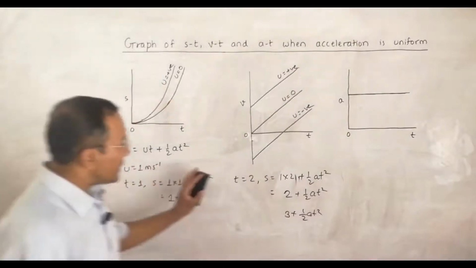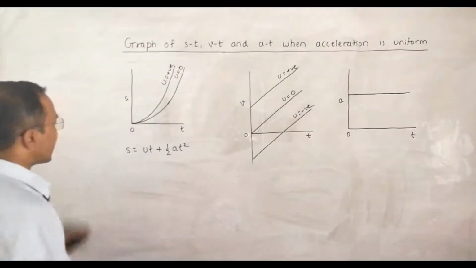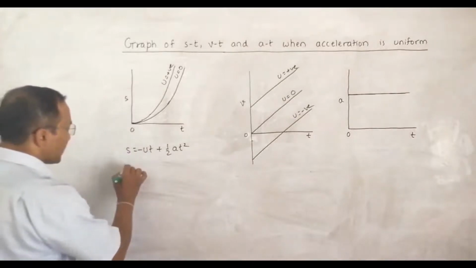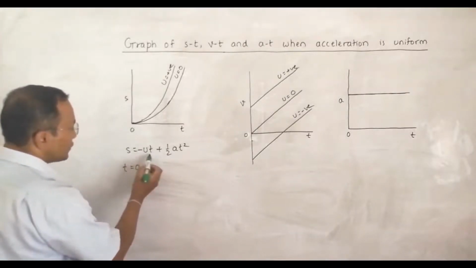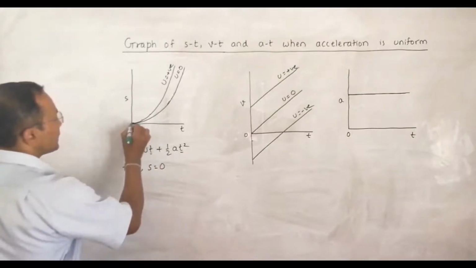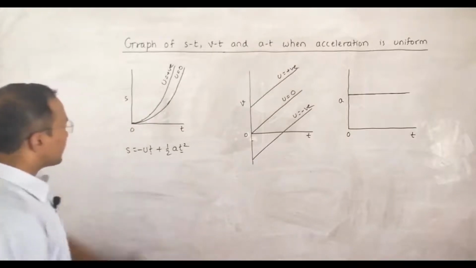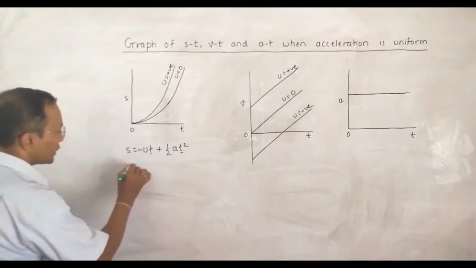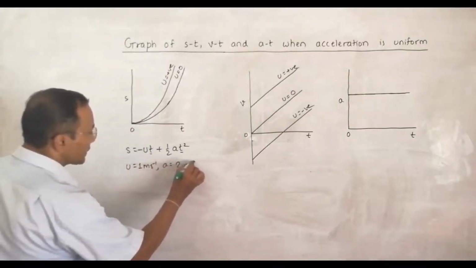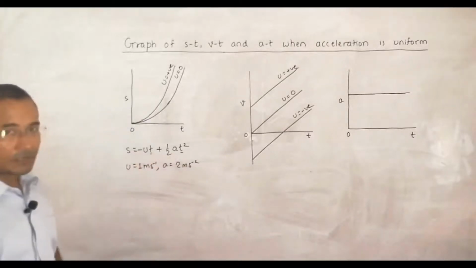Now the next remaining case is when u equal to negative. This means that the equation becomes somewhat like this. Here also, in the very beginning, t equal to 0, s equal to 0, so it should start from here. Now let me use some other arbitrary values. Here also let me have u equal to 1 meter per second, a equal to 2 meter per second square. I'm using arbitrary values because I just want to make some comparisons.